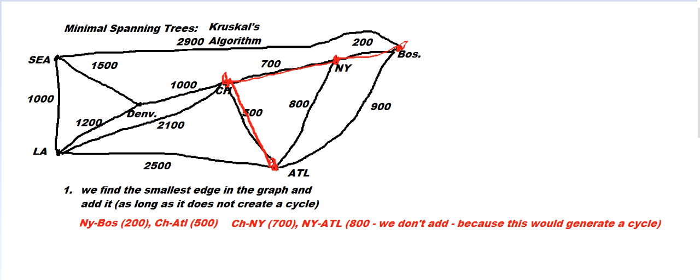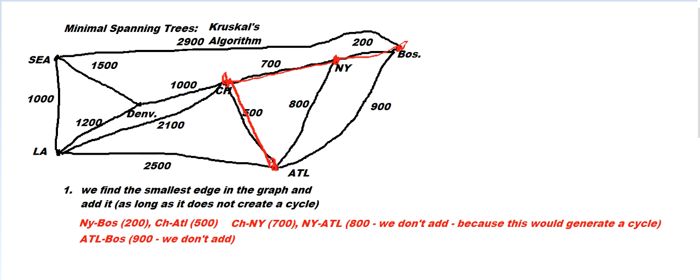So we don't add. Also, ATL to Boston, let's see. 900 is the next smallest, but that also creates a cycle. So we don't add that. ATL to BOS, 900, we don't add. You can make a note that we checked it, but we don't add it.